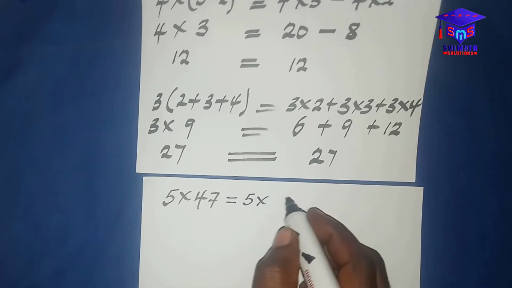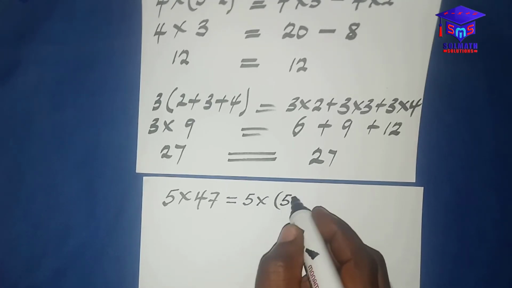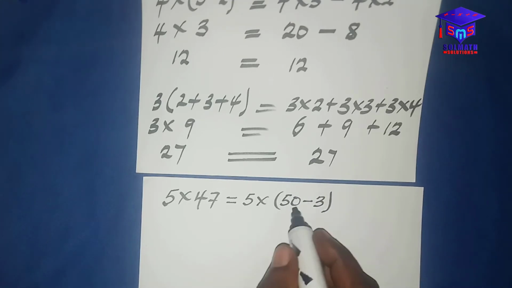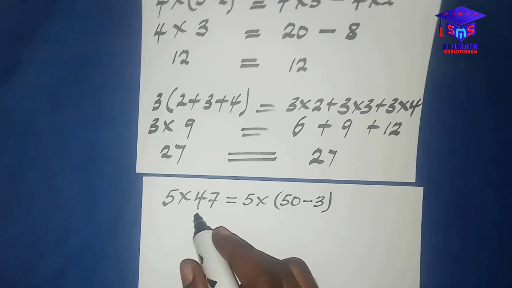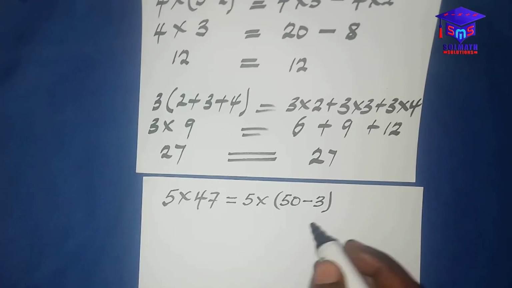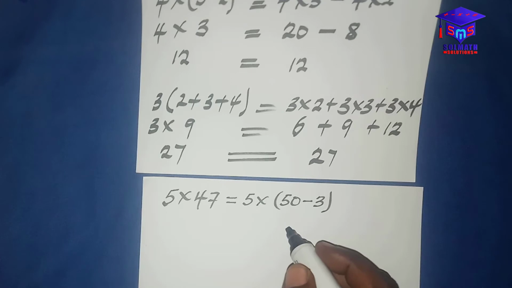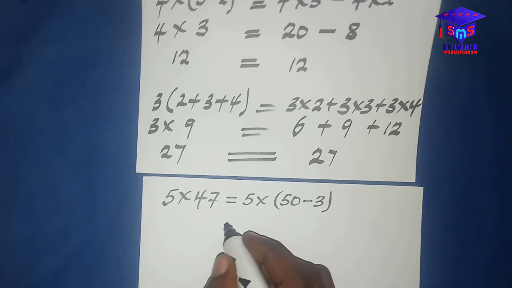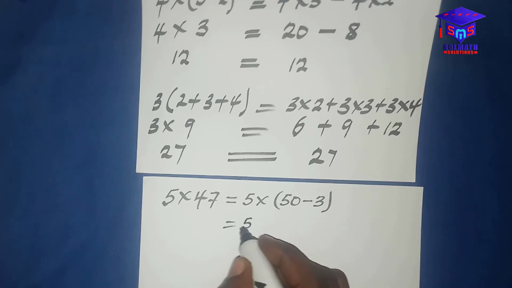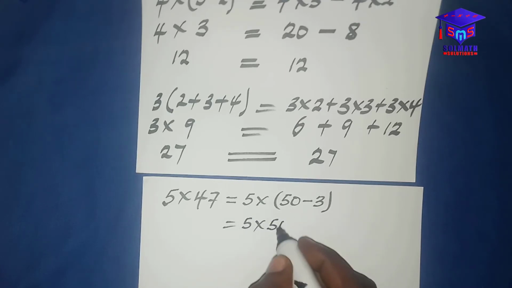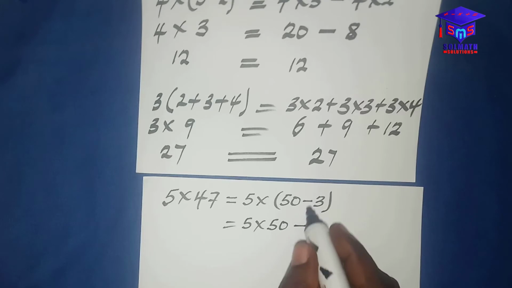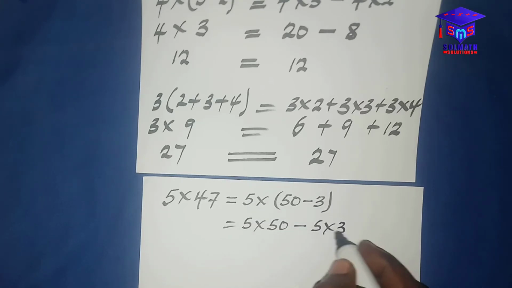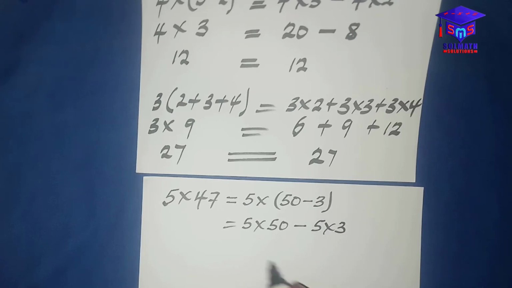5 times 50 minus 3. Actually, 50 minus 3 is the same as what? 47. Alright, good. And then this would be a lot easier to do by applying the distributive property. Because this is equal to 5 times 50 minus 5 times what? 3. 5 times 3. Right, good.